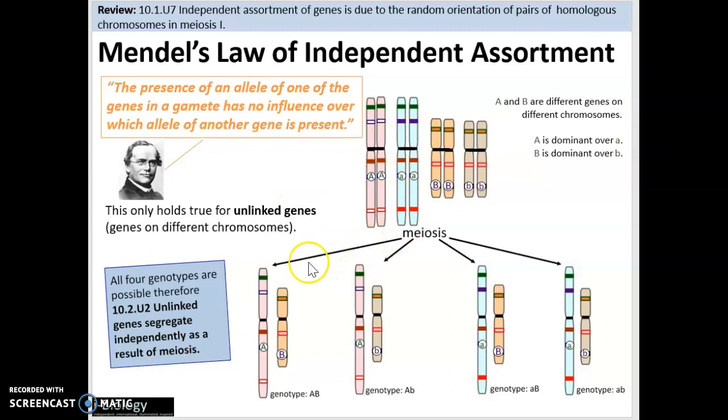So we've got the idea here of how meiosis is going to lead to that independent assortment. And as Mendel says, the presence of an allele of one of the genes in a gamete has no influence over which allele of another gene is present. So A is not going to affect the presence of B. A can only affect the other A's. Okay, so how does that work in practice?